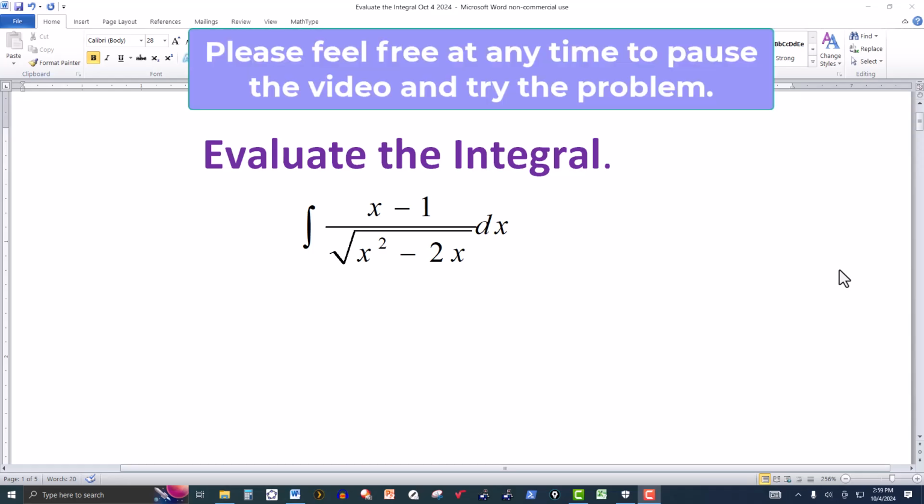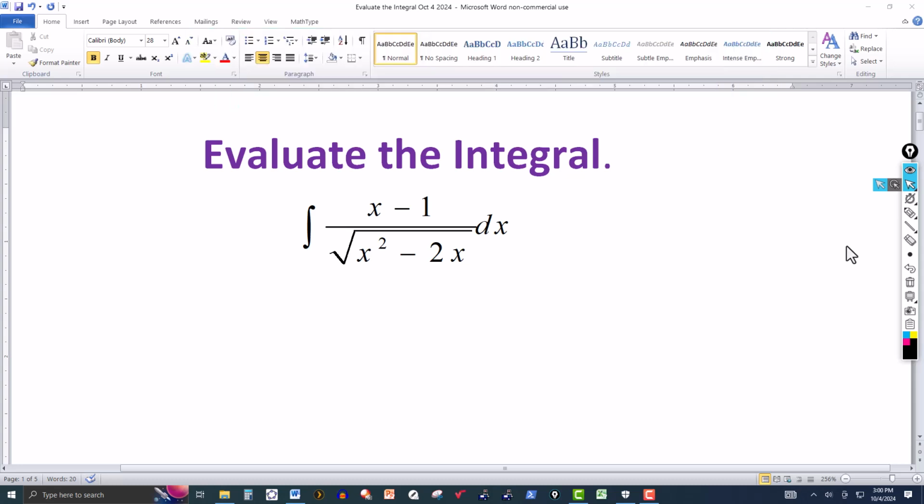In this video we have the integral of x minus 1 over the square root of x squared minus 2x. The first thing you need to do, of course, is determine what method will apply to evaluating this integral. Got a radical in the denominator. You might consider completing the square of this radicand here and using the formula for one of the inverse trig functions. If you have a rational expression, of course, you might consider partial fractions and so forth.